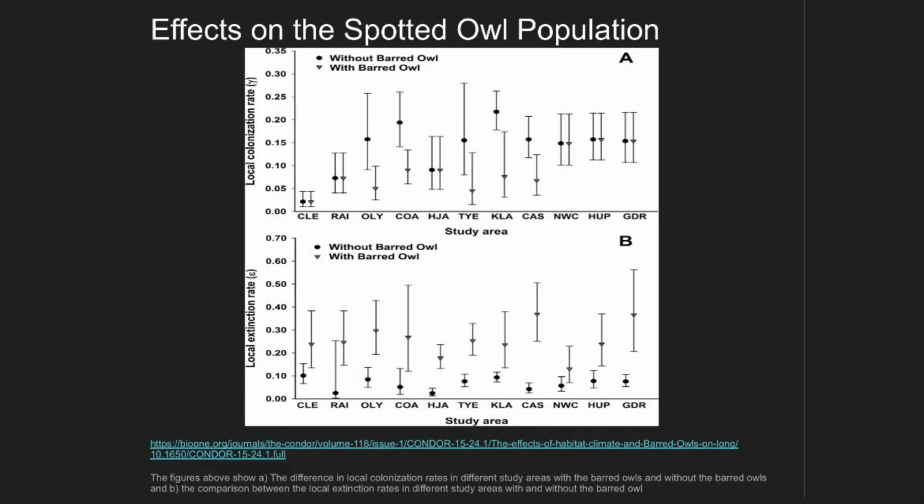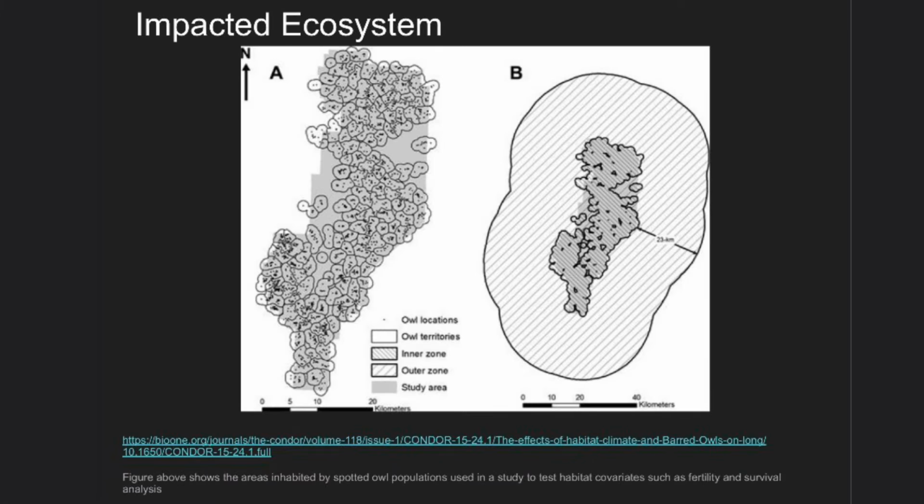Additionally, the presence of the barred owls reduced the spotted owl population mobility in the areas which they were already occupying. Barred owls are larger, more aggressive, and more adaptable in nature than the northern spotted owls, and due to this, they are able to displace spotted owls, disrupt their nesting, and compete with them for food. This is shown through the experiment with the removal process of barred owls, as it showed that they did reduce fertility and survival rates of the new spotted owl population.